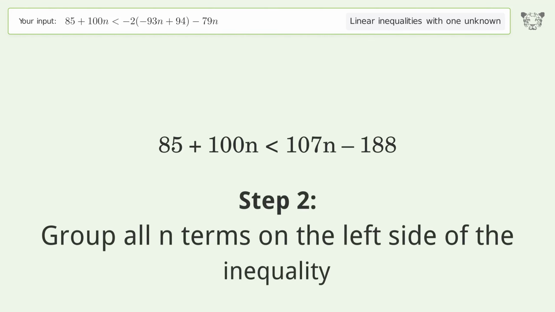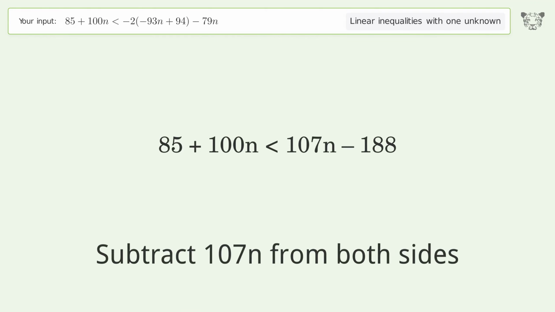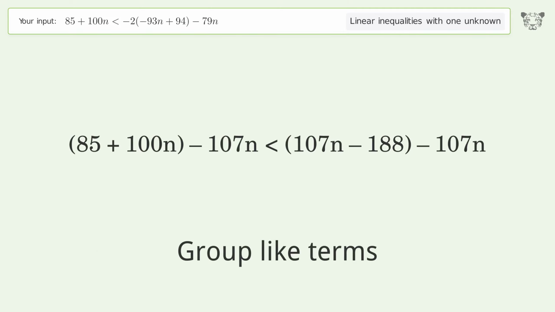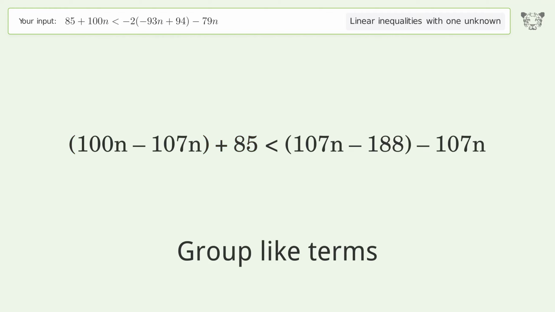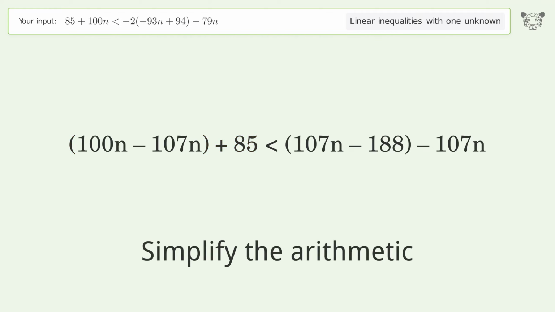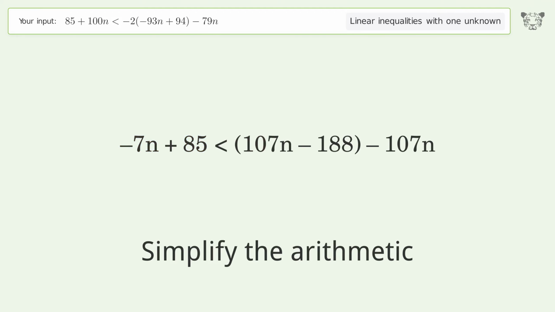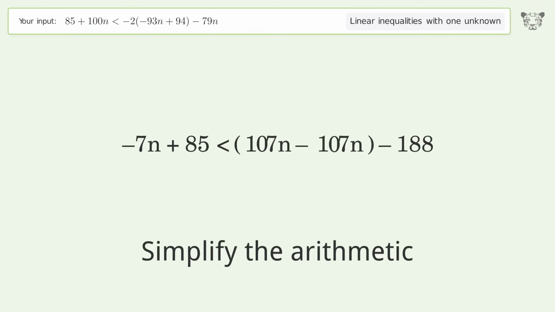Group all n terms on the left side of the inequality. Subtract 107n from both sides. Group like terms. Simplify the arithmetic. Group like terms. Simplify the arithmetic.